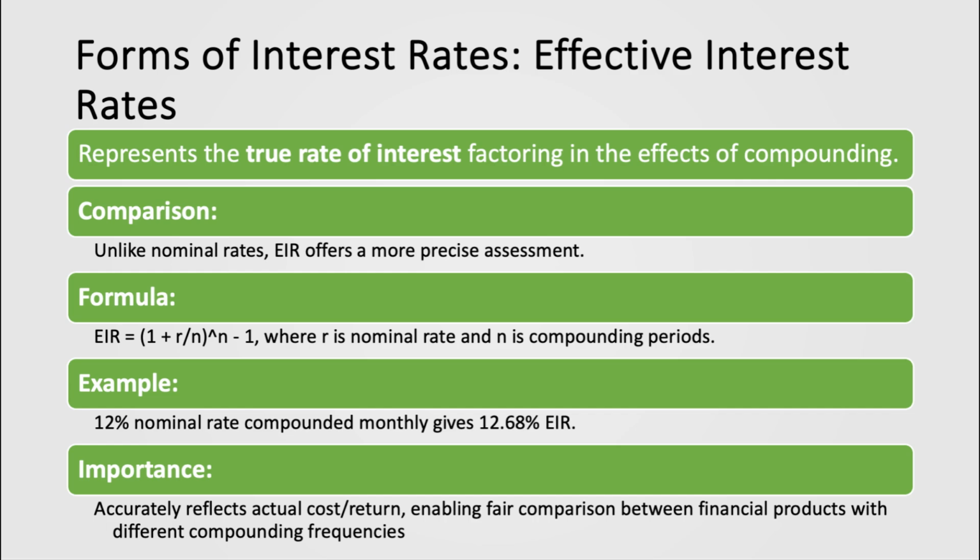Why is this important? Because the EIR allows us to fairly compare financial products that may use different compounding frequencies, like monthly versus quarterly versus annually. This way, borrowers and investors can make smarter financial decisions by knowing the real cost or return.